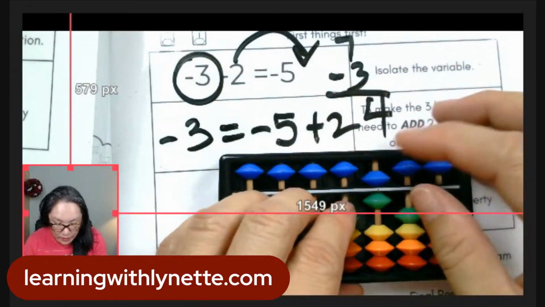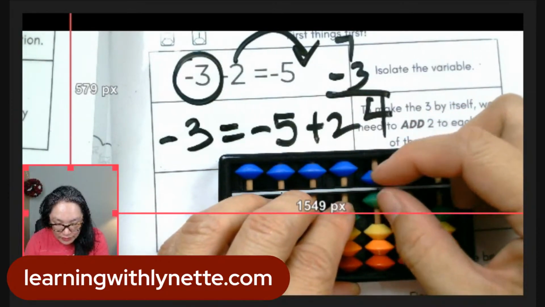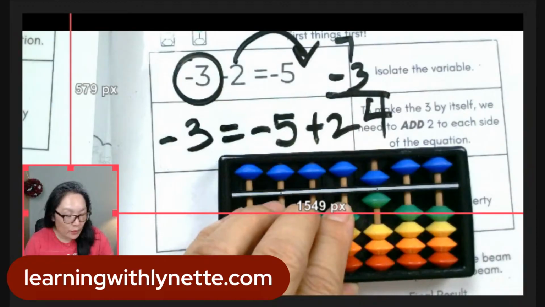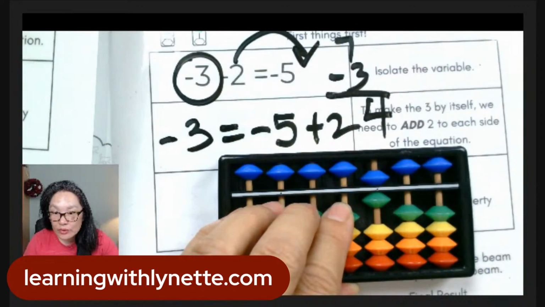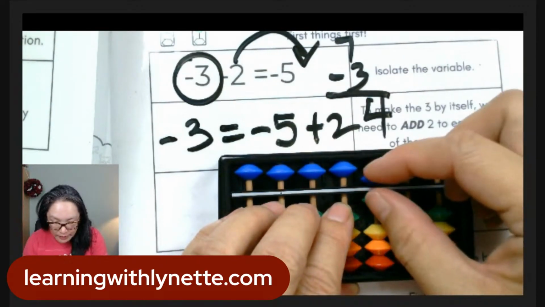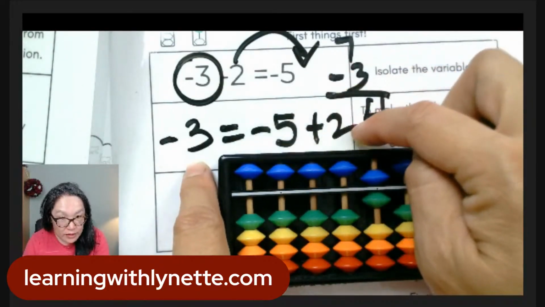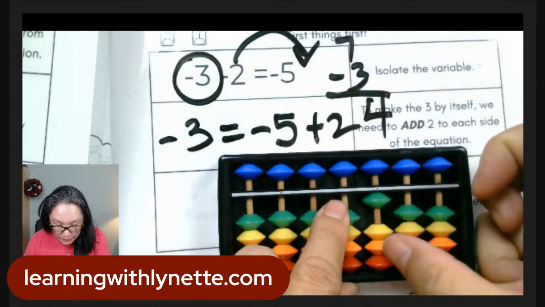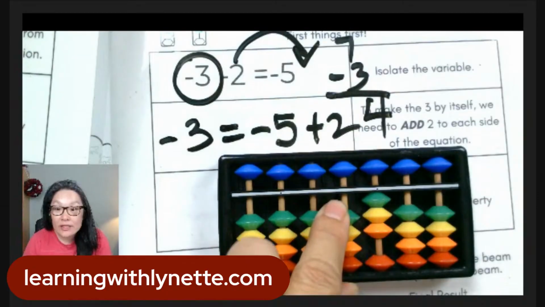So when we want to minus the 3, here's 6. I want to take away the 3. When I take away the 3, what am I going to do? I need to minus the 5 plus the 2. I'm going to minus the 5 and I'm going to add the 2. So my final answer is 3.